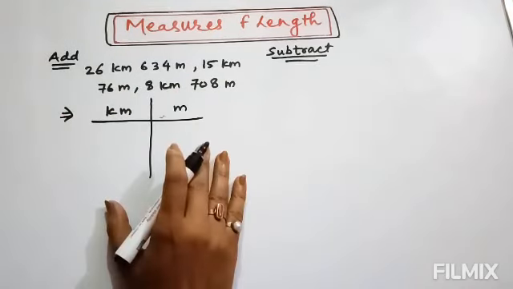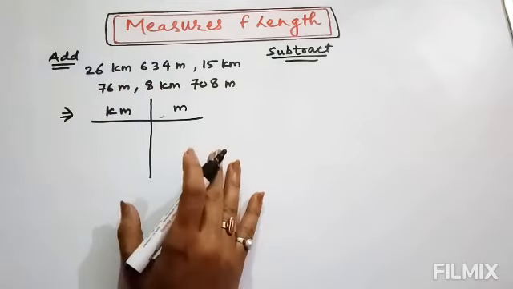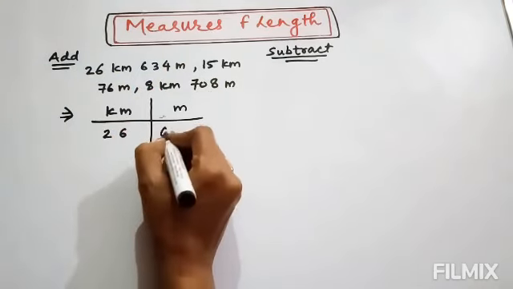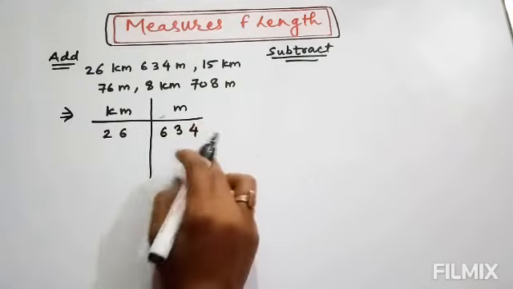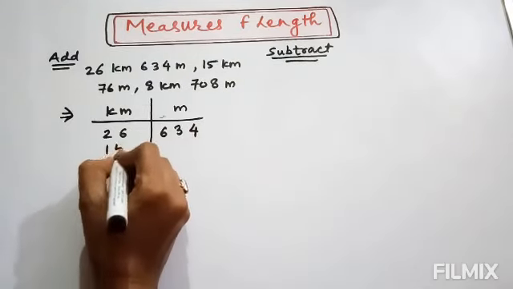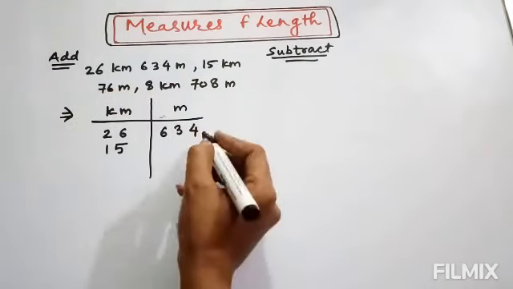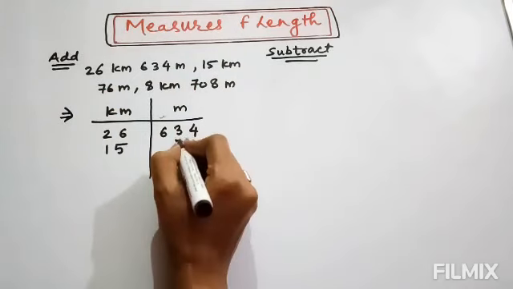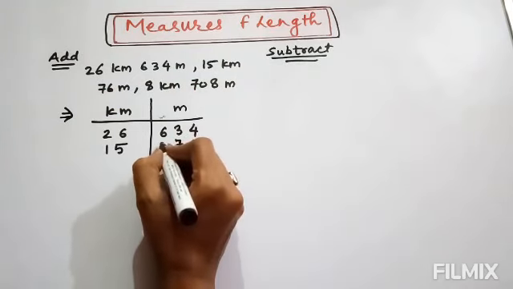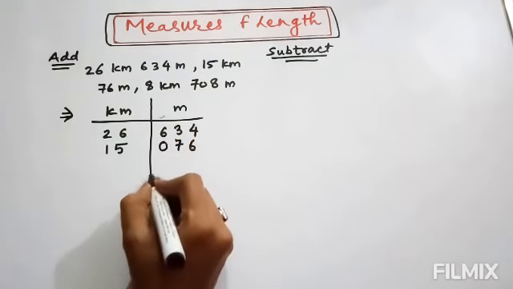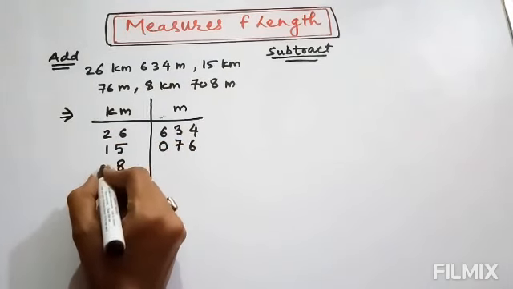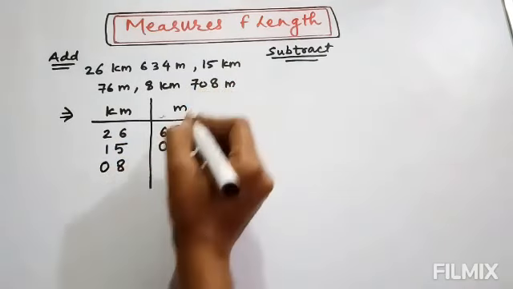Like this, I have separated the columns. Now we will arrange the numbers. First we have 26 kilometer 634 meter, then 15 kilometer, we have 76. Now we need to write from the ones unit. 76 we will write from 6 and 7. What happens? There is no number, so we can write 0. Now here 8, so we will write 8 from the ones unit of the kilometer column. At the tens unit, no numbers, so we will put 0. Then 708.